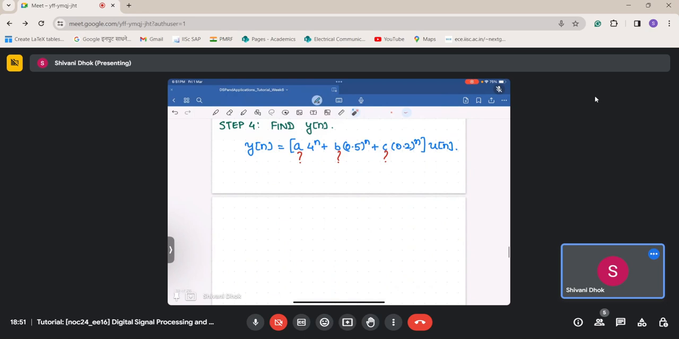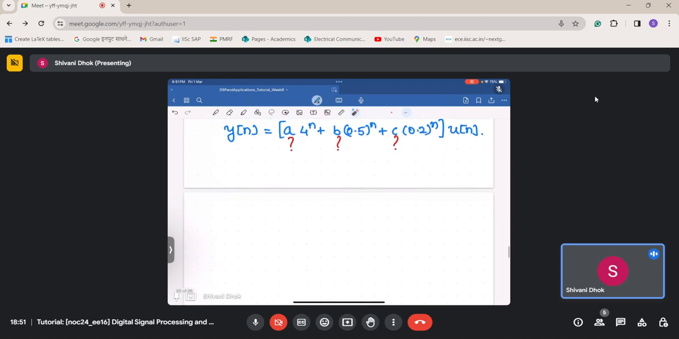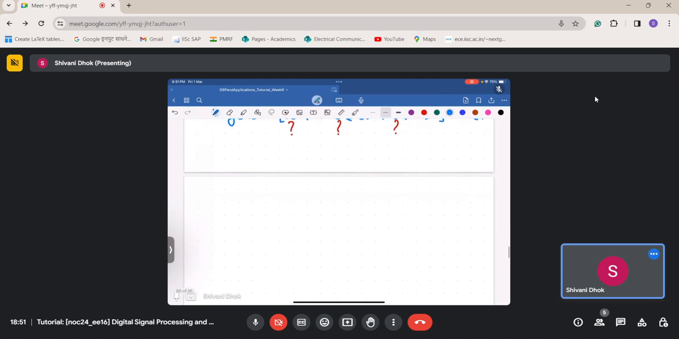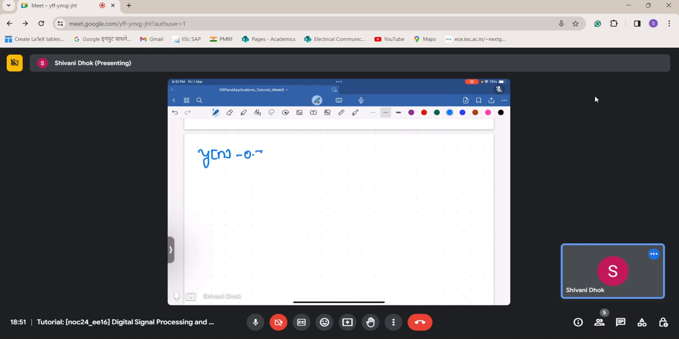Okay. So the difference equation that we have is y of n minus 0.7 y of n minus 1 plus 0.1 times y of n minus 2, which is equal to 2 times x of n minus x of n minus 2. Okay, so now let us substitute the value of y of n. So what is y of n?